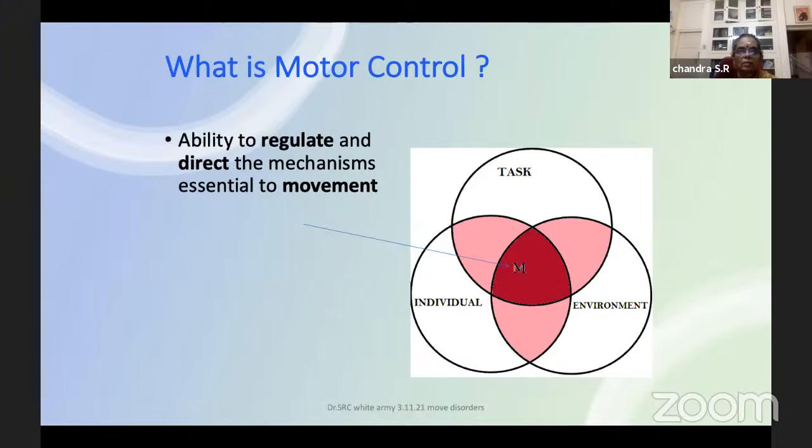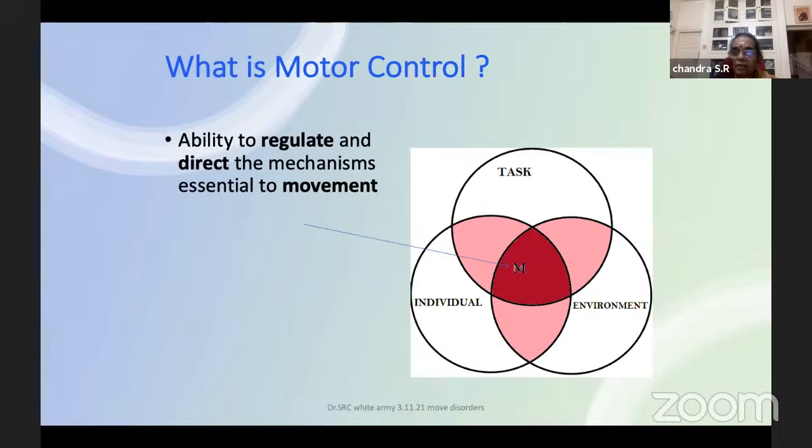Motor control is the ability to regulate and direct the mechanisms essential for movement. So it has to be regulated. Unregulated movement cannot take place. It will become very haphazard. So how does it happen? You have a task. You want to go to your hospital. So that is your task. And you have got an environment through which you move. And you have got an individual. All these things should be properly coordinated. So the task, the environment, and the individual.